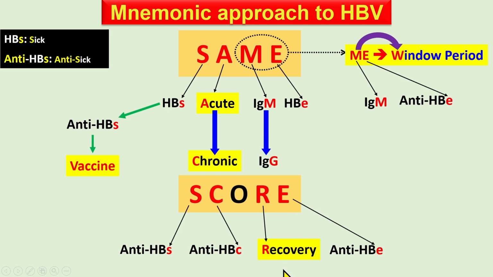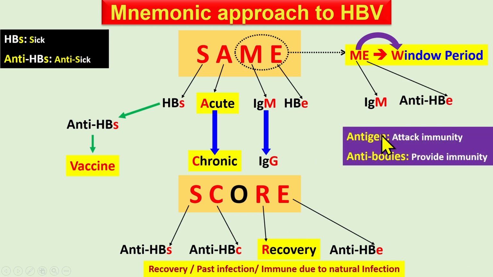Okay, so in the MCQ, especially in the USMLE or the Step 1 exam of LMCC, they use the terms recovery, past infection, and immune due to natural infection. These three terms are the same. So recovery, or past infection, or immune due to natural infection: the serology will be the same in this case. Okay. So, as I mentioned, the antigens show the attack, and the antibodies provide immunity.